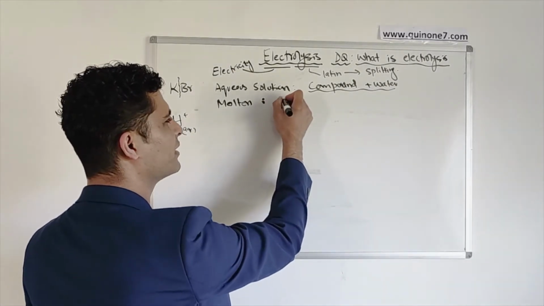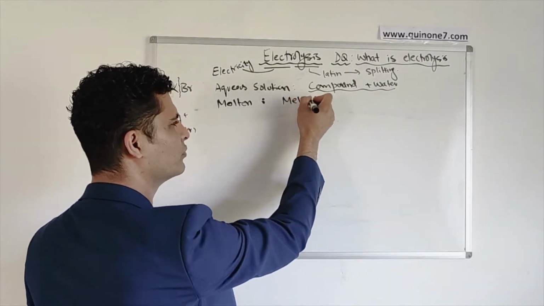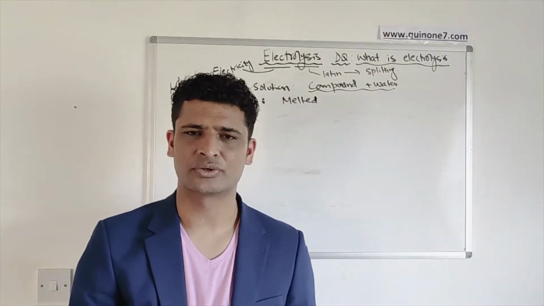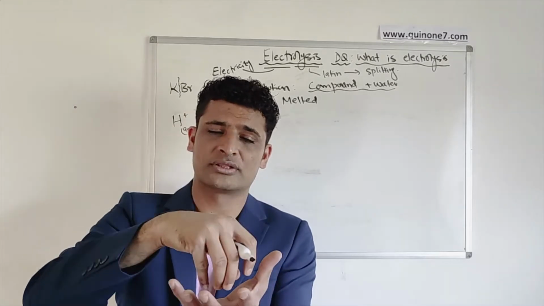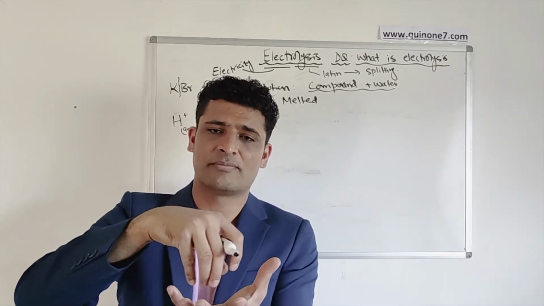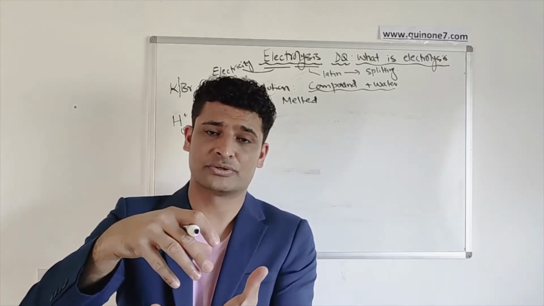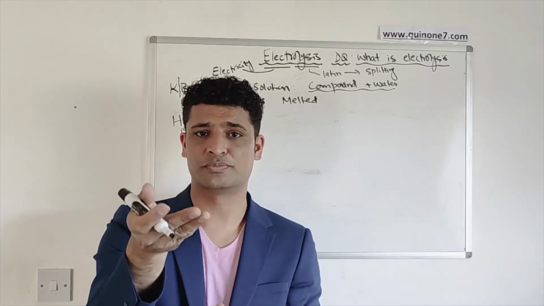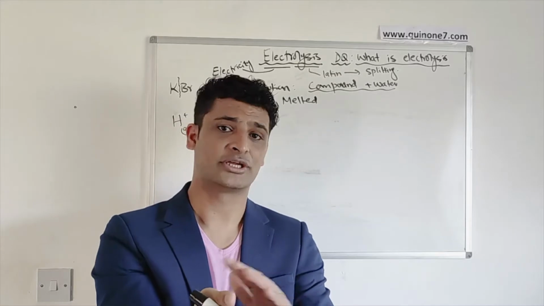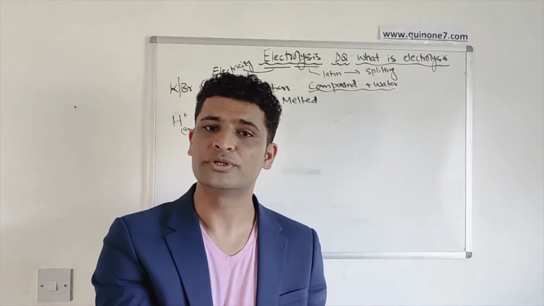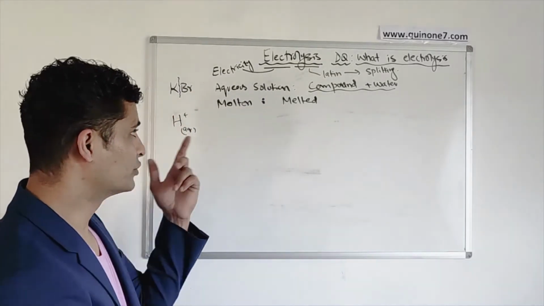Molten means it's in a melted form. Like you have salt at home which you put on fish and chips. You dissolve that salt in the water, that will make a solution, and that is called an aqueous solution. If you take that salt onto a spoon and you melt it, that will be called molten, because there is no water, it's just the salt which is melted on its own.